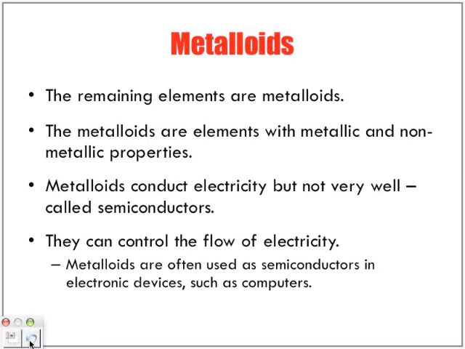Metalloids. The remaining elements are called metalloids. Notice the name metal in the word metalloids. They exhibit properties that are similar to both metals and non-metals. Metalloids conduct electricity, but not very well. That's why they're called semiconductors, because they semi-conduct electricity. They can control the flow of electricity, and that's why they're often used in electronic devices like computers, because they control the electrical current.